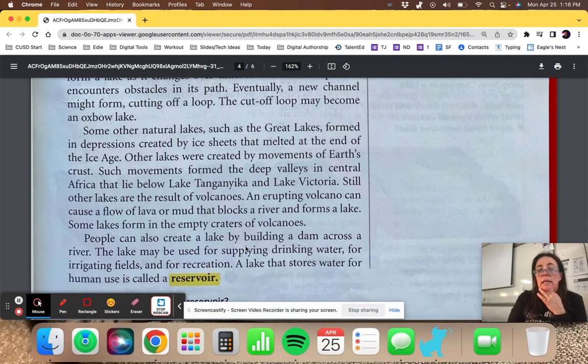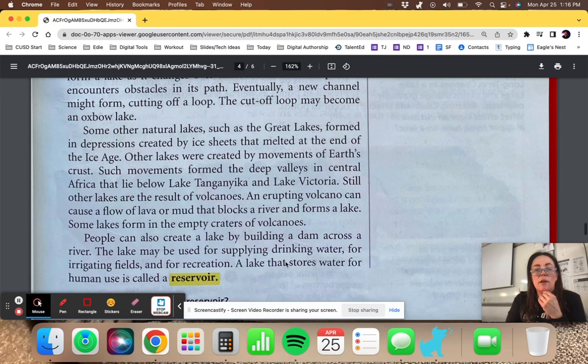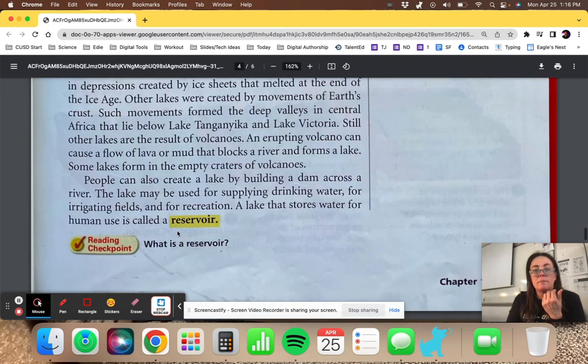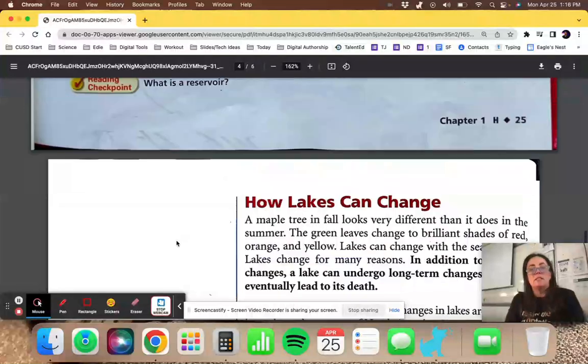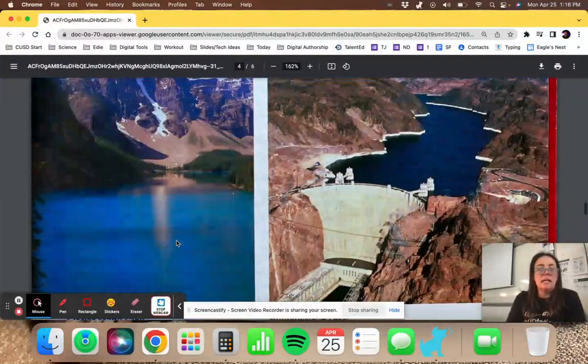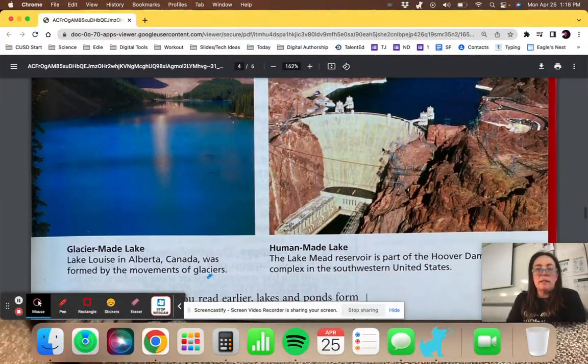People can also create a lake by building a dam across a river, like Lake Mead. The lake may be used for supplying drinking water, for irrigating fields, and for recreation. A lake that stores water for human use is called a reservoir. So there we have it. So again, this is Lake Alberta. As they said, this is formed by glaciers.